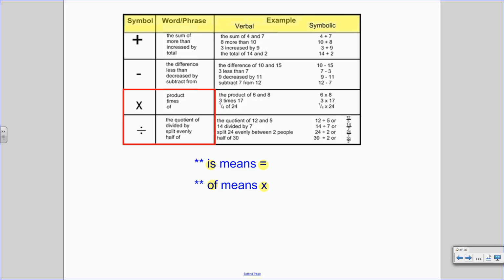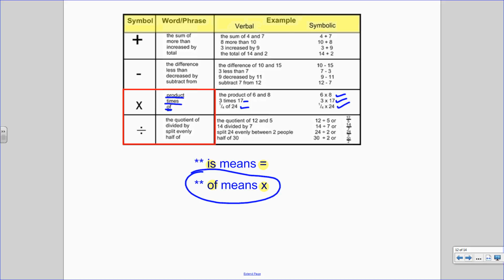Now, I would like you to add to your notes just these words that I've got squared here in red. When you're dealing with multiplication, some keywords are product, times, and of. Of always means to multiply. So if it says the product of 6 and 8, it means 6 times 8. If it says 3 times 17, you write it out, 3 times 17. 1/4 of 24 is 1/4 times 24.